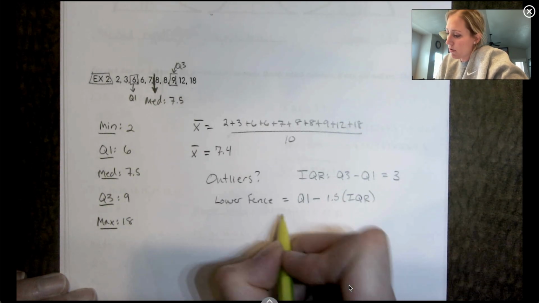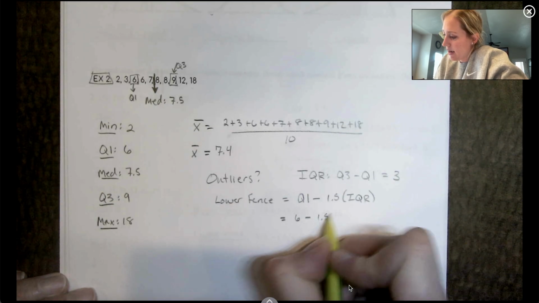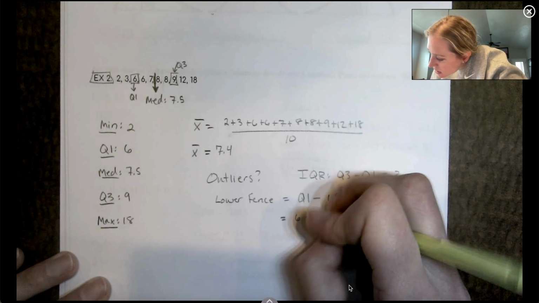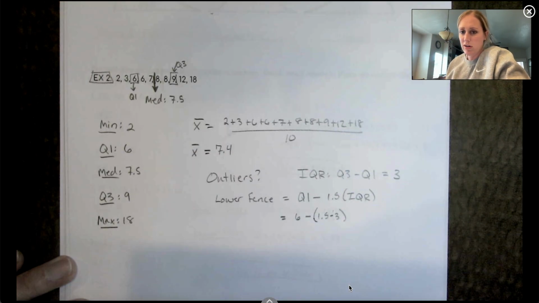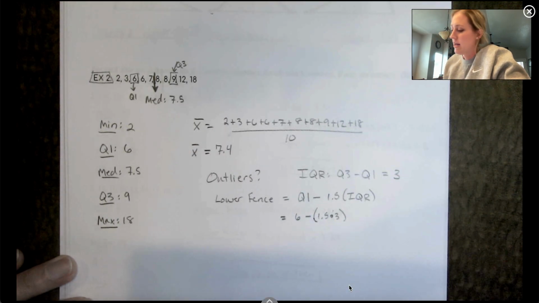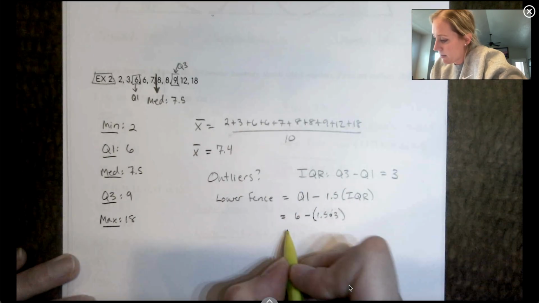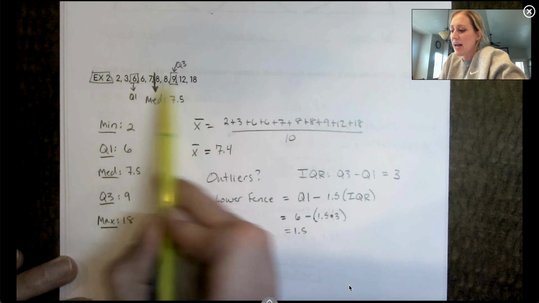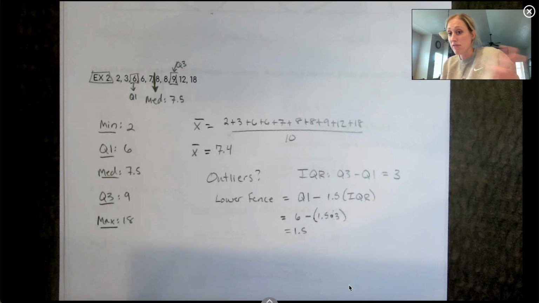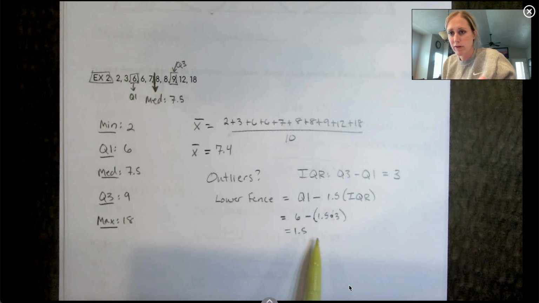All right, so now our lower fence, if I plug numbers in here, Q1 is 6 minus 1.5 times 3. And actually, I'm going to type it in like this, you guys, so that you can do it on your calculator all at once. So we're doing 6 minus 1.5 times 3. So we got 1.5. Okay, so I'm looking at my data set. Do I have any numbers less than 1.5? We do not. So we don't have any outliers on the low end. 2 is my lowest number. It's not lower than the lower fence, so we have no outliers there.